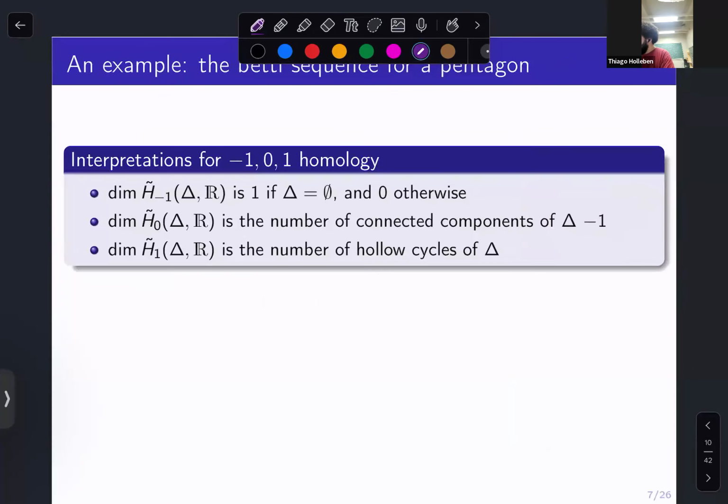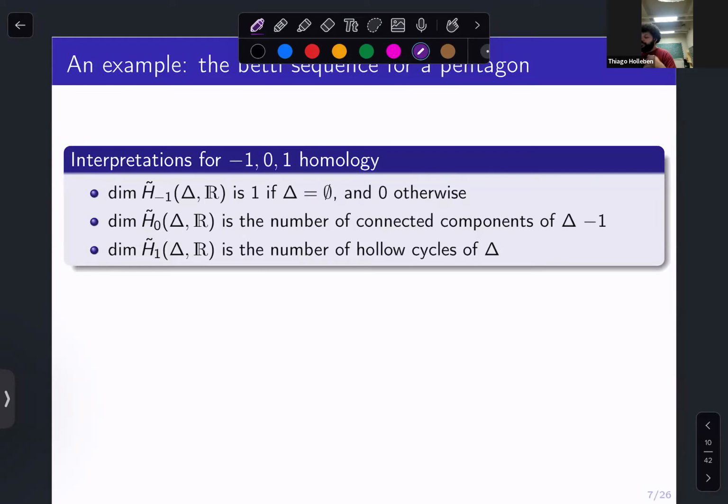Okay, so I want to do an example. I want to compute the sequence for a pentagon. And for that, in case you've never seen homology, these are the 3 interpretations of homology that we need to compute it for a pentagon. So the -1 homology is only going to be non-zero, and its dimension is either 0 or 1, and it's only going to be 1 if we have a simplicial complex that doesn't have any vertex. Okay.